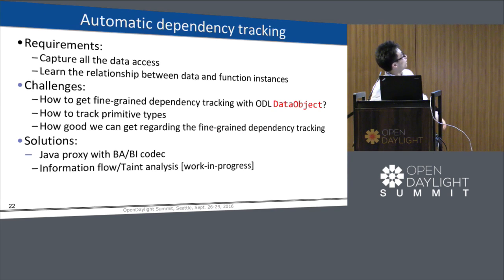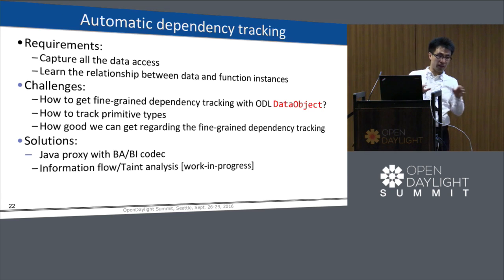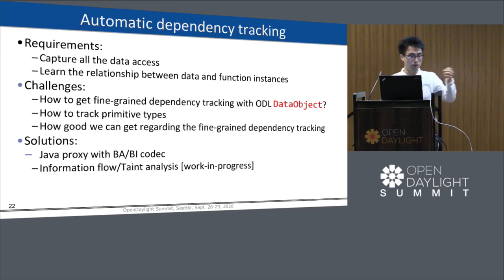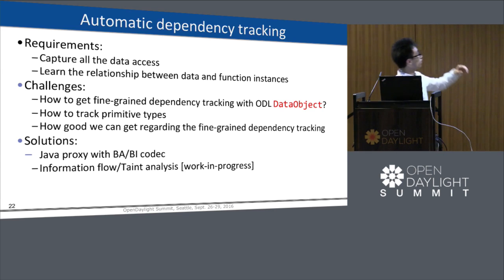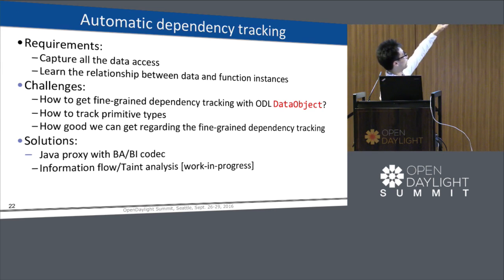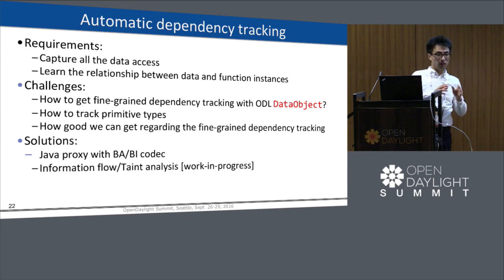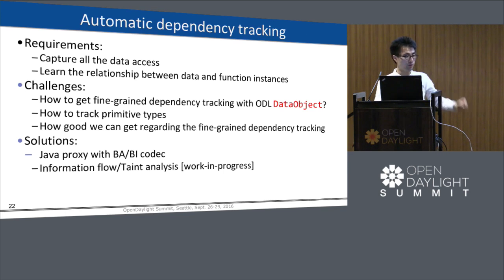And there are a few challenges we met when we were developing this system. Basically, as some may know, OpenDaylight has this binding-aware data access API: you can read an object out of the data store, and you can access the subtrees using object methods. And we use a Java proxy with this binding-aware and binding-independent codec to capture these changes and automatically find which instance identifier you actually used in your program.